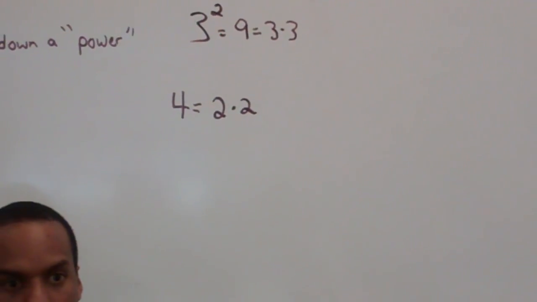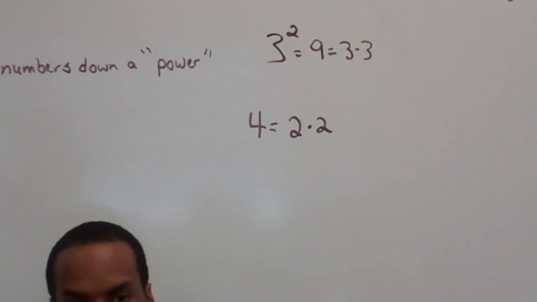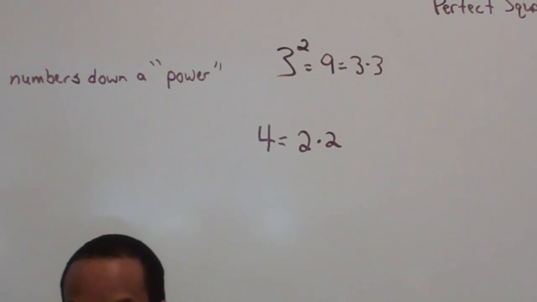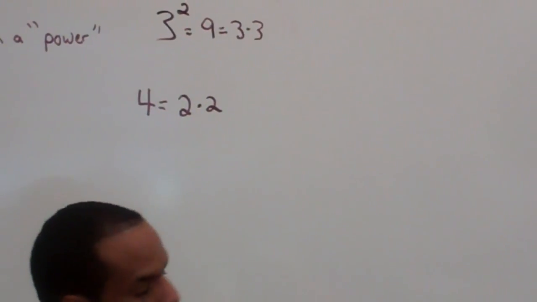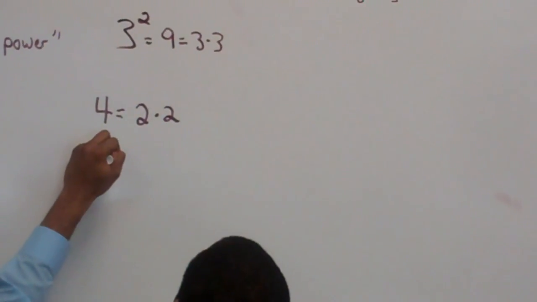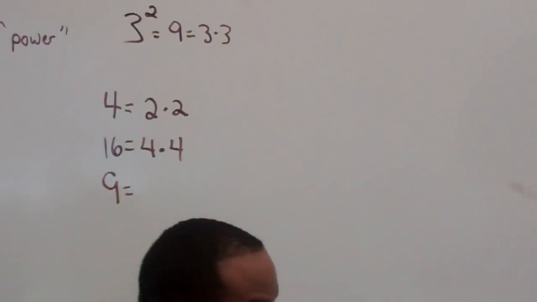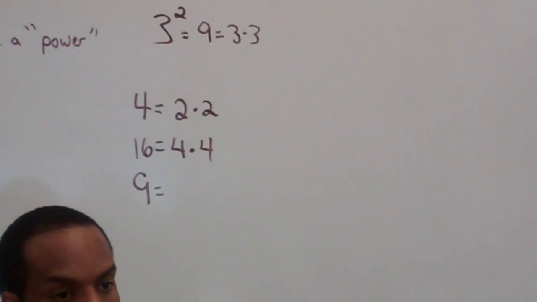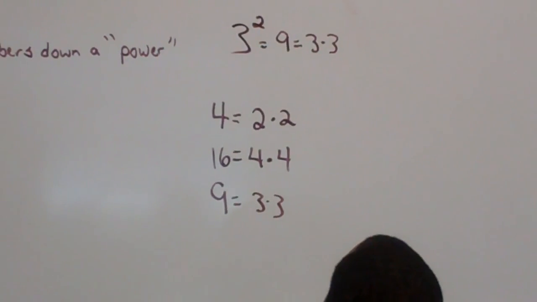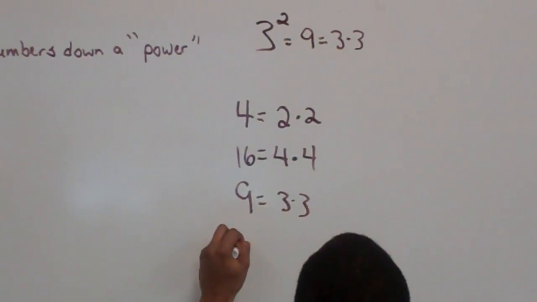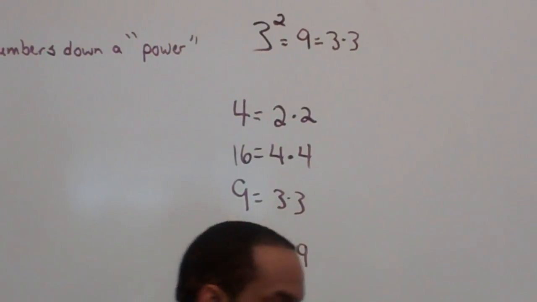Can anybody give me an example of another perfect square? 16. Why would it be 16? 4 times 4. 9. Why would it be 9? Because you do 3 times 3. 81. Why would it be 81? 9 times 9.